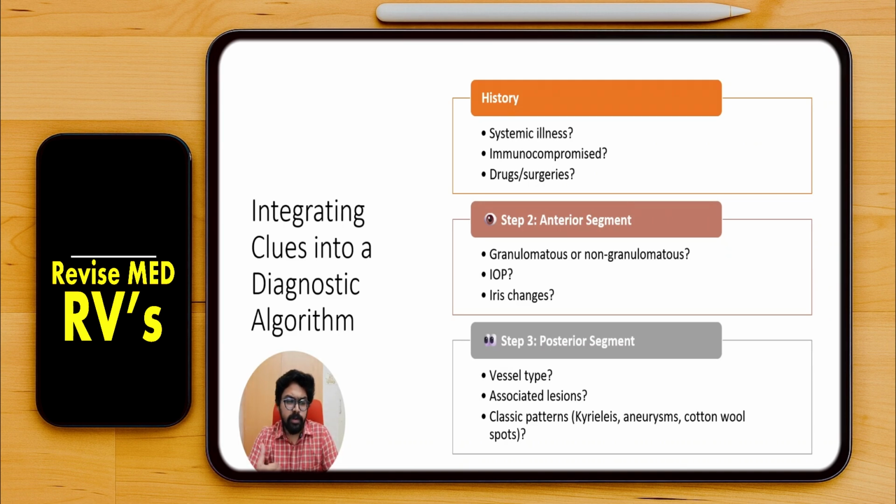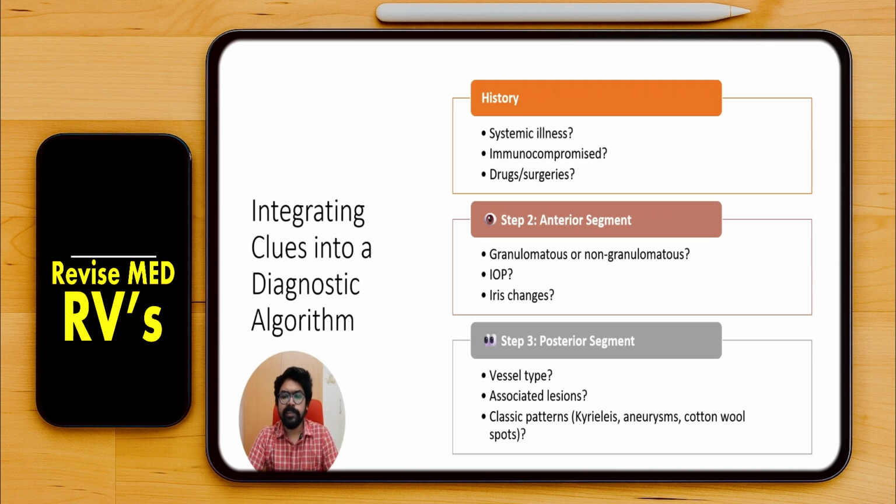After that, you have to start the examination, beginning with the anterior segment. In the anterior segment, you have to find out whether it's granulomatous or non-granulomatous. Granulomatous uveitis can have keratic precipitates, especially mutton fat keratic precipitates, and Koeppe and Busacca nodules. Then you have to check the intraocular pressure, whether it's elevated or not. If it's elevated, it's more suggestive of a viral pathology like HSV or varicella, and any iris changes such as nodules or synechiae, if present, rule out tuberculosis and sarcoidosis.